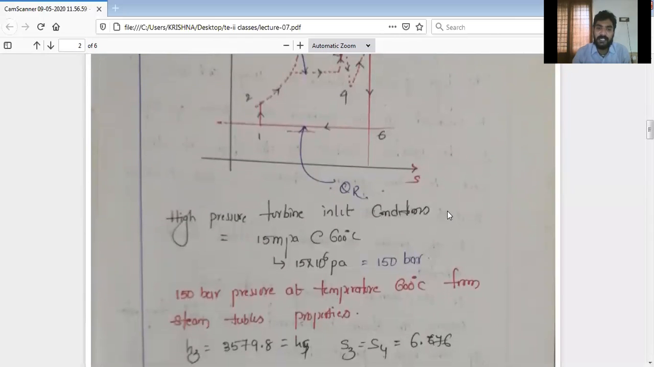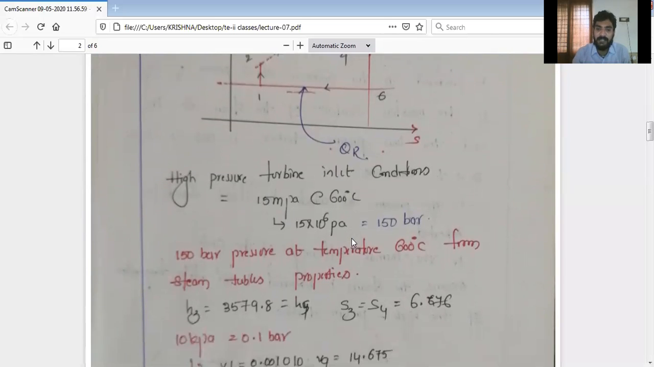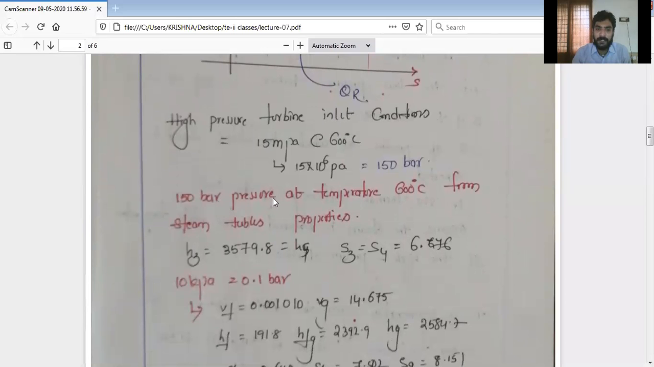At the high pressure inlet conditions, 15 megapascal and 600 degrees centigrade, which in terms of bars is 150 bar at 600 degrees, these are the values taken from the steam tables. Enthalpy is around 3500 and entropy is 6.67.